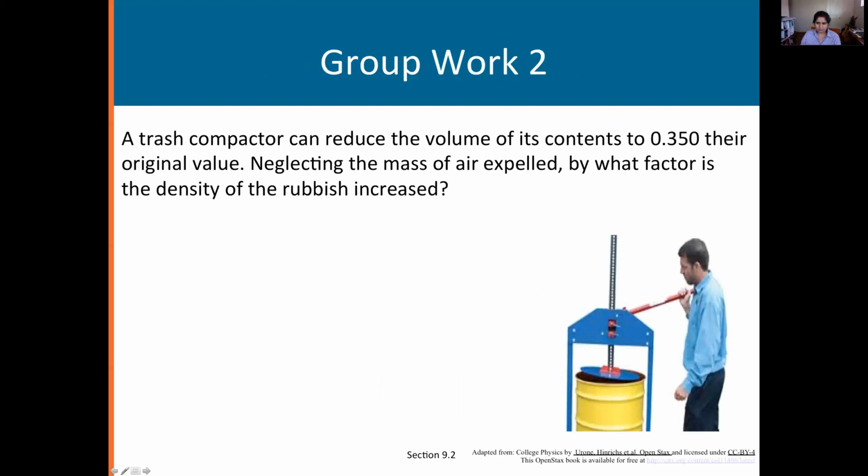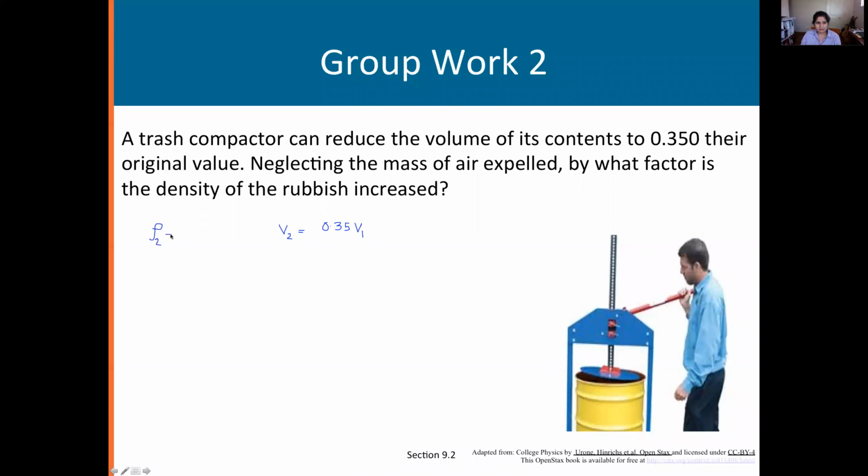Okay, another simple problem. A trash compactor can reduce the volume of its contents to 0.35 of their original value. So let's say we have some later volume, which is 0.350 of an initial volume. Yeah? Neglecting the mass of the air expelled, by what factor is the density of the rubbish increased? So we're going to use the same concept here.